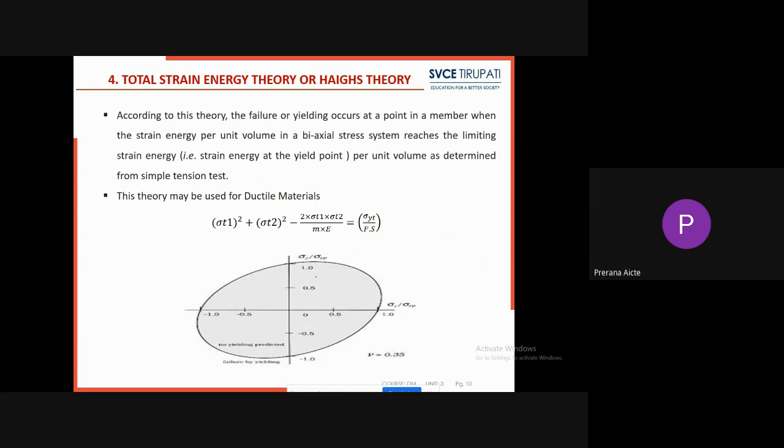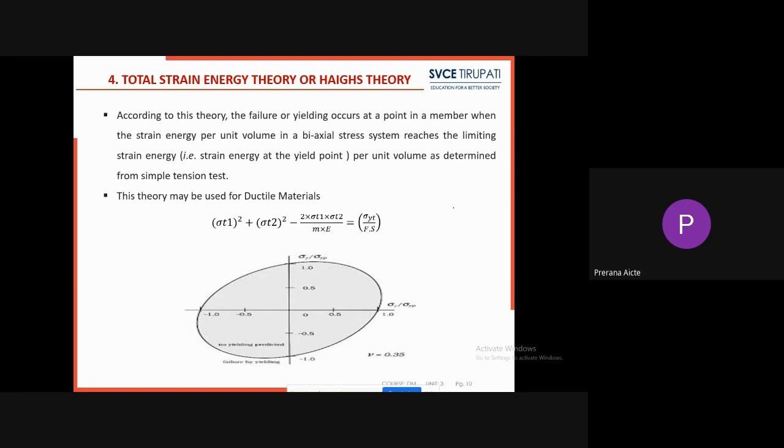Total strain energy theory. What is strain energy? Anyone? Can you tell me? Strain energy means: before failure occurs, what is the amount of energy that will be absorbed? That energy is called strain energy.